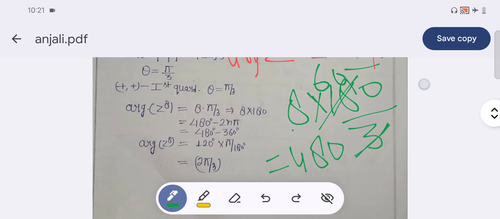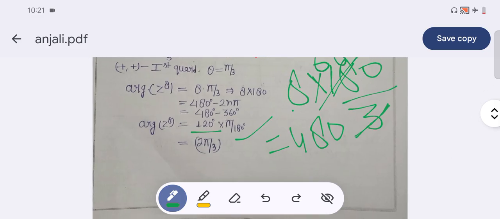And the angle 480 is greater than 360, so we subtract 360 from 480, and this gives us 120. And we change this angle into radians. When we change degree to radian, we always multiply by pi upon 180, and this gives us 2 pi upon 3, and this is the radian value.